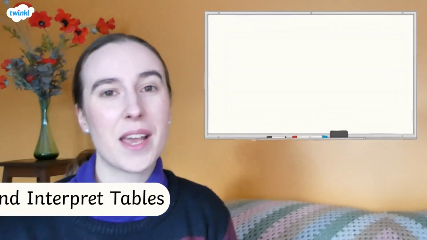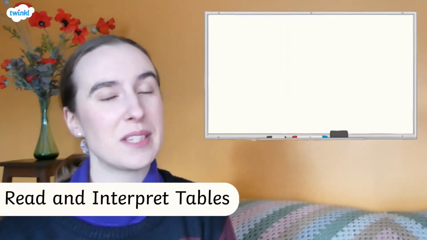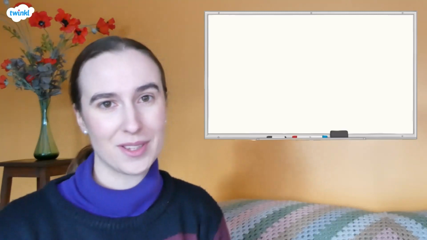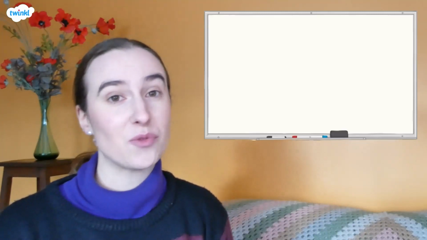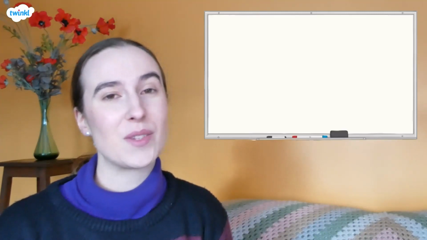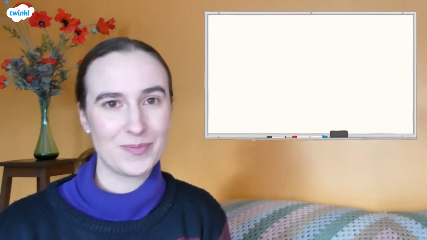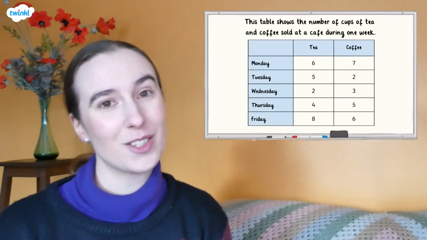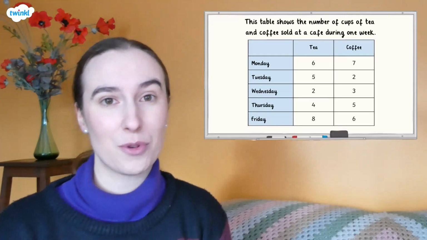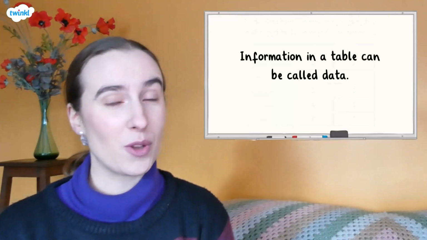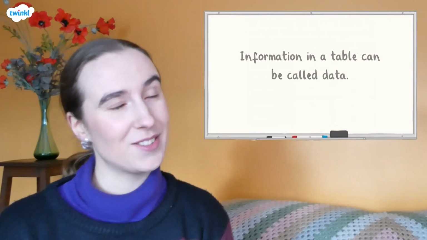This video is here to help you with reading and interpreting information from a table. Before we start, let's recap some of the vocabulary that we might use in this video. A table is a chart used to record and organise information. Sometimes we call this information data.